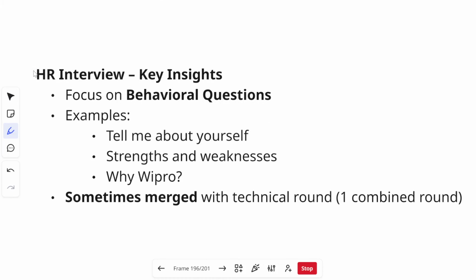Now talking about the HR interview, as I told you, mostly the technical plus HR interview will happen at the same time, and the duration of the interview will be from 15 minutes to 30 to 40 minutes at maximum. More than that it never goes. Usually the technical interviewer will ask their questions first and then HR will ask theirs. You have to focus on behavioral questions, and examples are: tell me about yourself, what are your strengths and weaknesses, why do you want to join Wipro. These are sometimes merged with the technical round, and one combined round only will be there, as I mentioned.